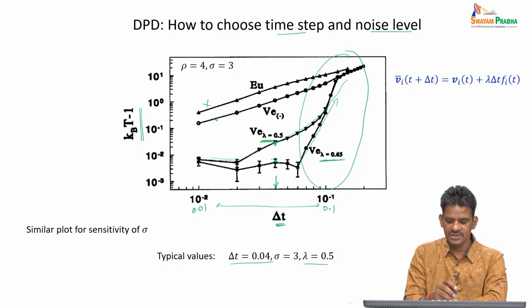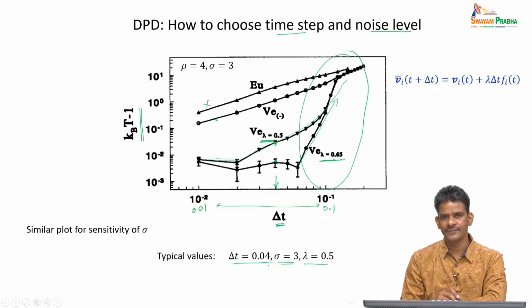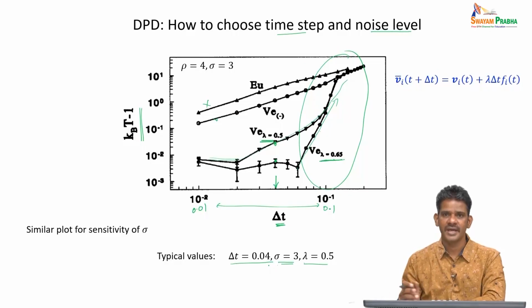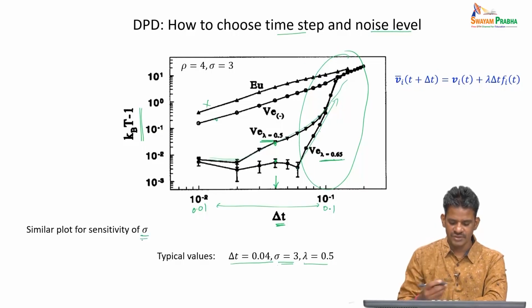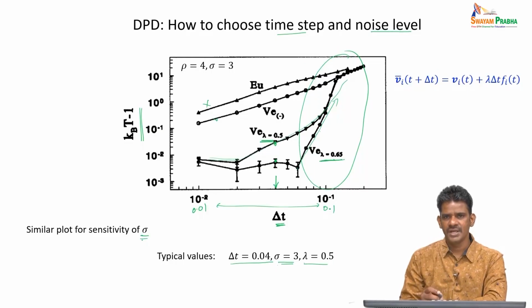Similarly, this whole simulation is done for a fixed value of the noise amplitude sigma, and if you fix lambda and then do the simulation for different sigma values, you will see a similar trend. That means the higher the noise amplitude, the larger is the error. So, you have to look at some bound within which this sigma value can be chosen. One will have to do a sensitivity analysis for all the parameters. In this case, we have shown it for delta t and lambda, but similarly one will have to do it for sigma also.